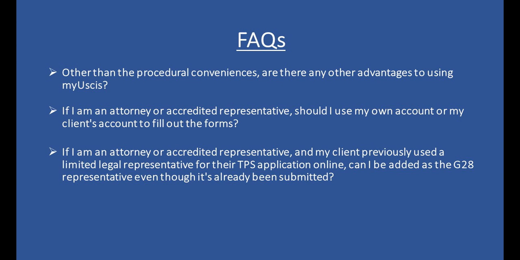If I'm an attorney or accredited representative and my client previously used a limited legal representative for their TPS application online, can I be added as the G-28 representative, even though it's already been submitted? Well, yes, this is another benefit of the MyUSCIS online portal, namely that a G-28 representative can be added to the pending application. For example, an applicant might be served by a limited scope representative at a TPS clinic, where the preparer would follow the procedure that we demonstrated in today's presentation, like we did with Just Jimmy and Attorney George.